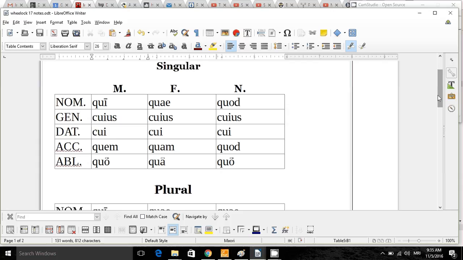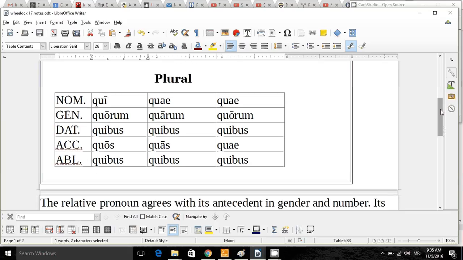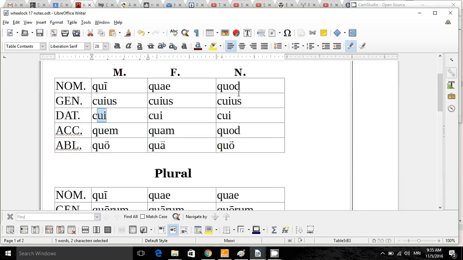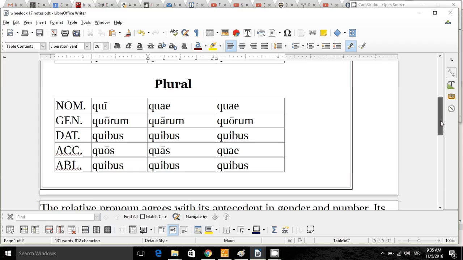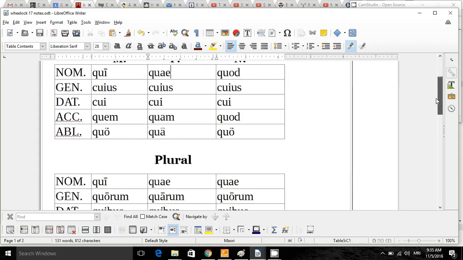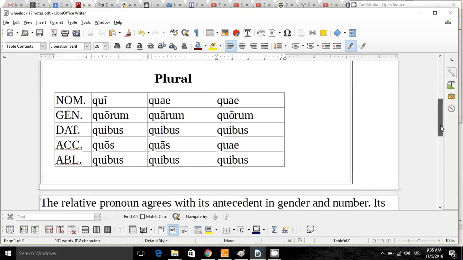plural. So the masculine: qui, cuius, cui, quem, quo, and the plural: qui, quorum, quibus, quos, quibus. The feminine: quae, cuius, cui, quam, qua, and the plural: quae, quorum, quibus, quas, quibus. And the neuter: quod, cuius, cui, quod, quo, and quae, quorum, quibus, quae, quibus.